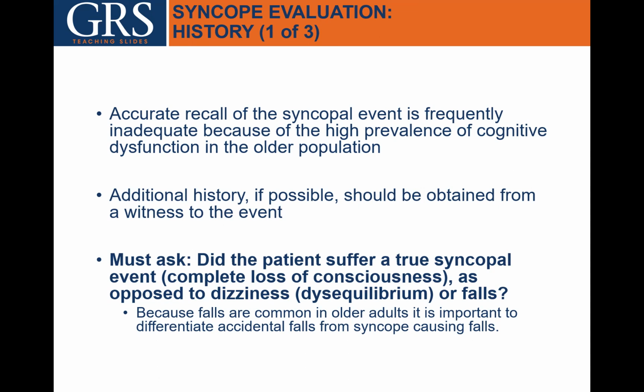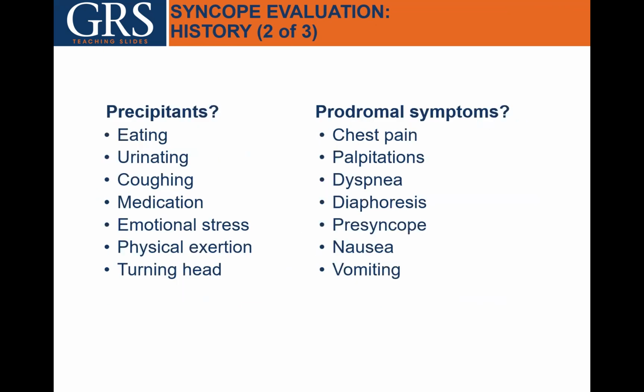So we should ask, did the patient suffer a syncope event, a complete loss of consciousness, or did the patient just have dizziness or disequilibrium or a fall, which is different from syncope. And for older adults, it's important to differentiate a mechanical fall from a syncope-causing fall. And also, we should know if the patient has any pre-symptoms, like eating, urinating, coughing, medication, emotion, stress, physical exertion, or turning the head, in order to differentiate the different kinds of syncope.